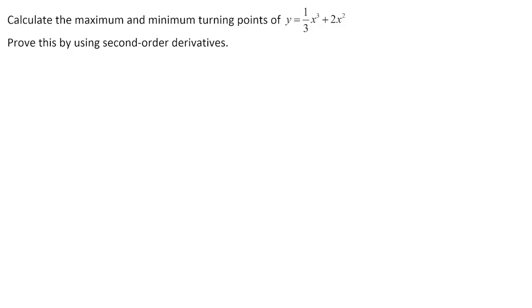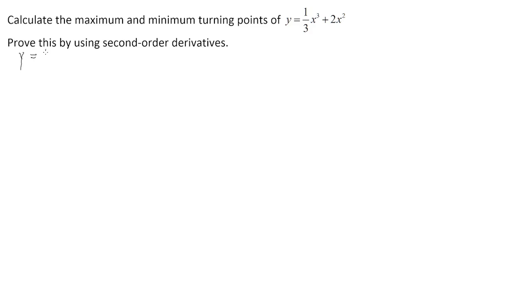Calculate the maximum and minimum turning points of y is equal to a third x cubed plus 2x squared. What is very important here is, the key word is, we need to find the turning point first. And then we will prove which one of those coordinates, by using the second order derivatives, is your minimum and which one is your maximum. And when we consider turning points, what is the rule for turning points? Turning points, the first derivative is equal to 0. So that means it brings us to our first step.